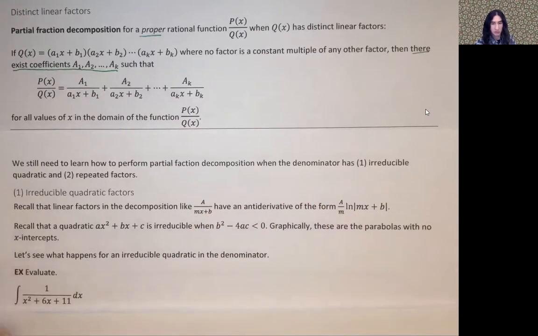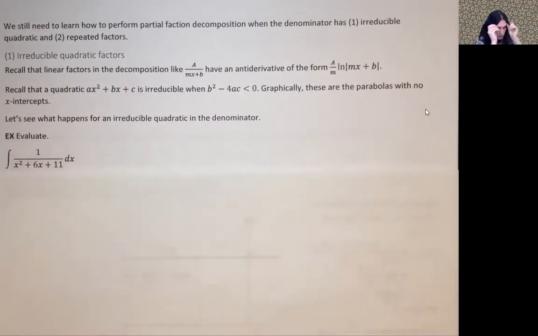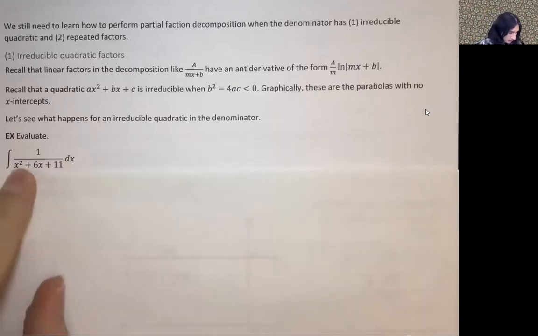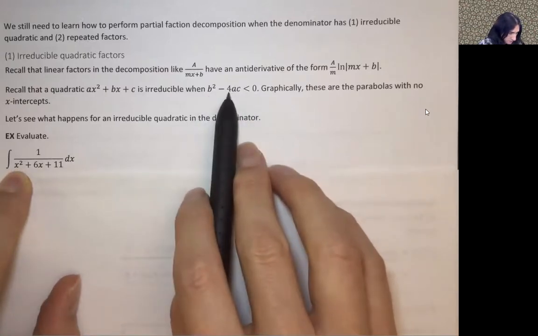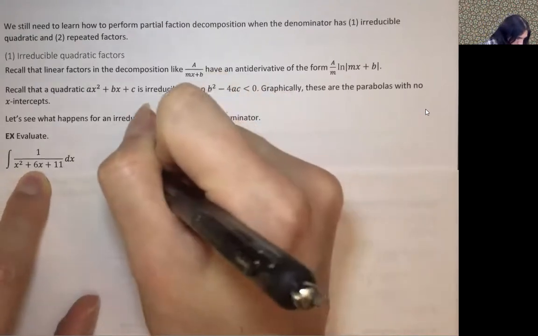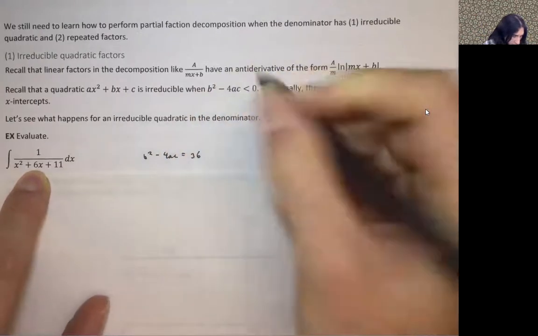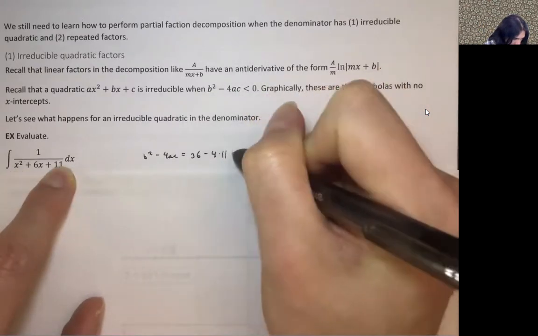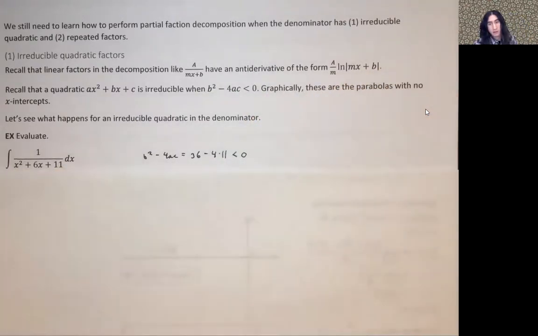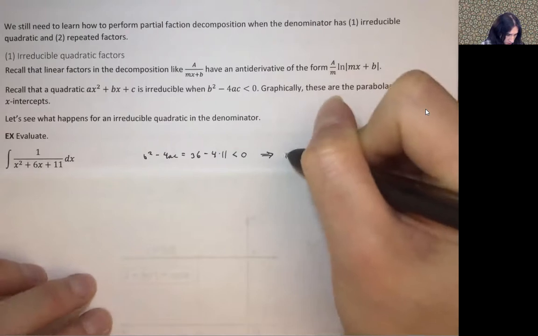So let's see what happens with this one. First of all, is this going to be an irreducible quadratic? Well, all you need to do is take a look at b squared minus 4ac. So b squared is 36, and then we have minus 4 times 1 times 11. So that's certainly negative. So this is irreducible. Our conclusion is that it's irreducible.